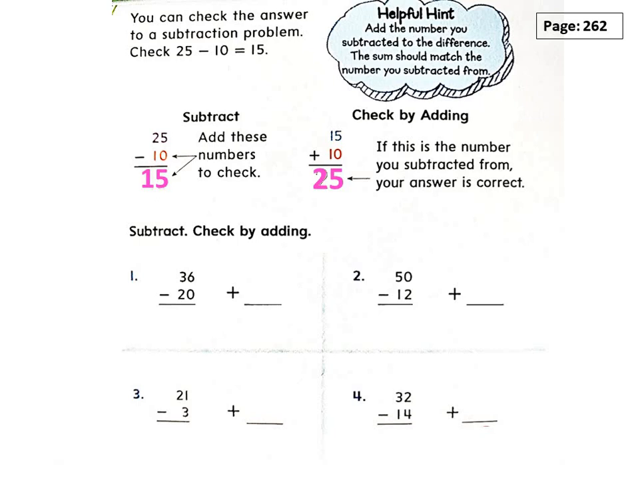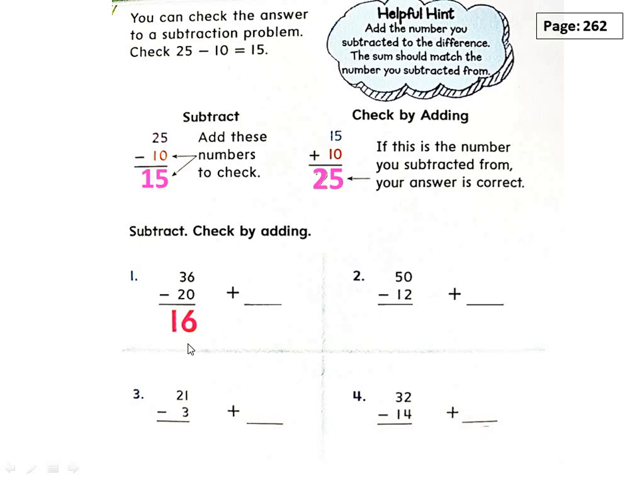Now let's solve more questions. Question number 1. We have 36 minus 20. Subtract and then check by adding. So 6 minus 0 equals 6. And 3 minus 2 equals 1. We don't have to regroup. Interesting.